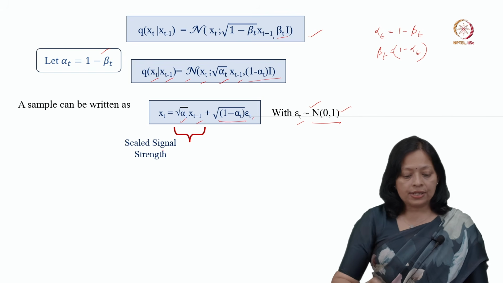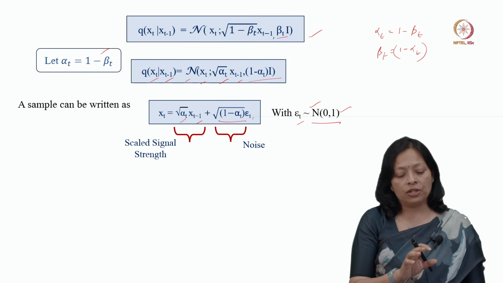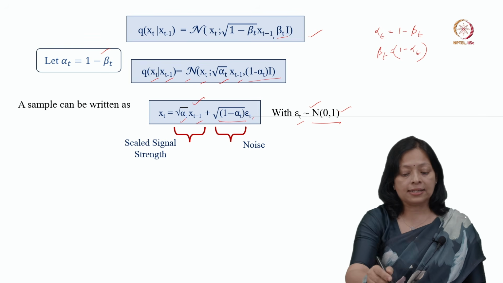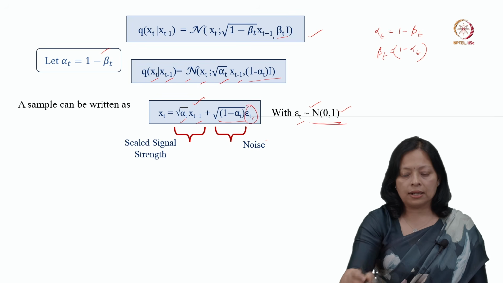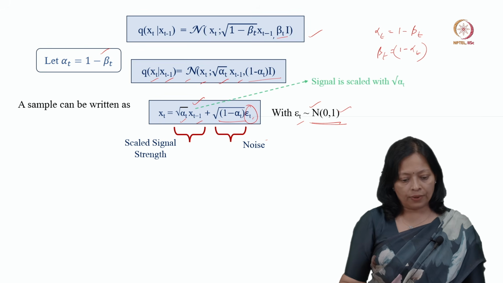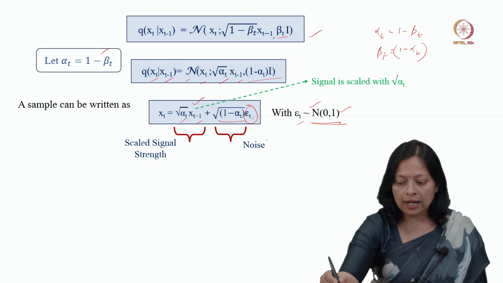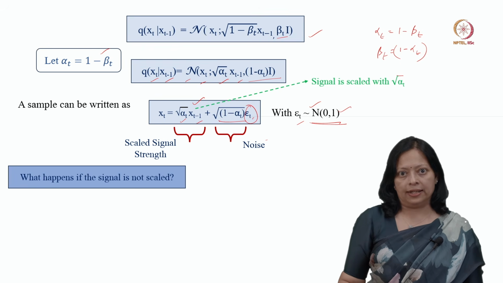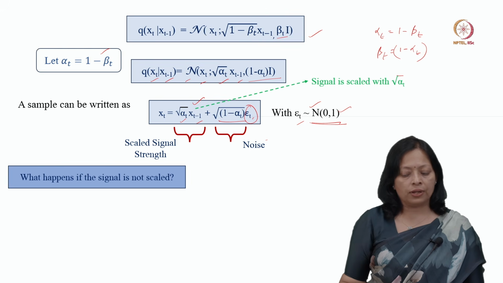Now, this is basically your scaled signal strength, that is how much information was there in the image. A scaled version of that is this term, and this is the noise term. Because epsilon t is taken as a random vector from the standard Gaussian distribution. The signal is scaled with square root of alpha t. Now, what happens if the signal is not scaled? We will see that. Here we have seen it is scaled with square root of alpha t.